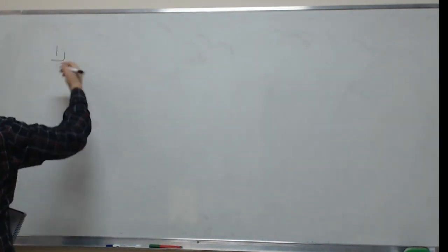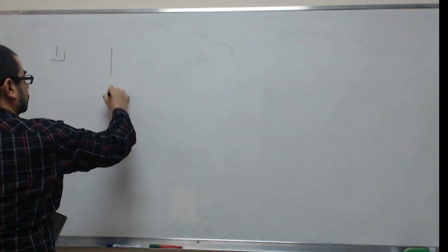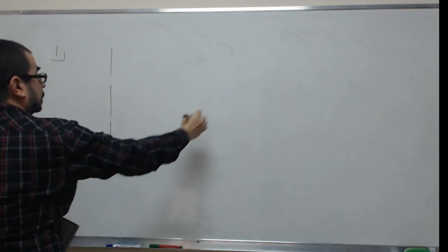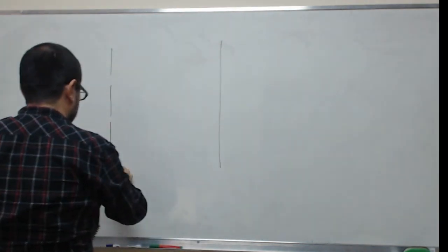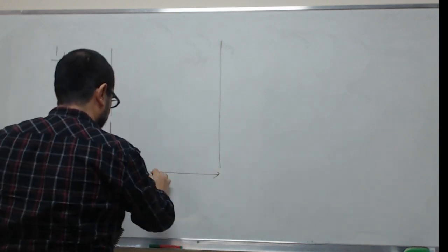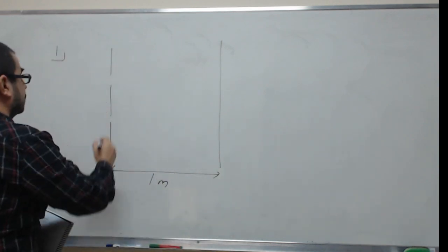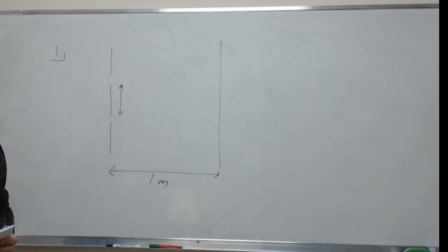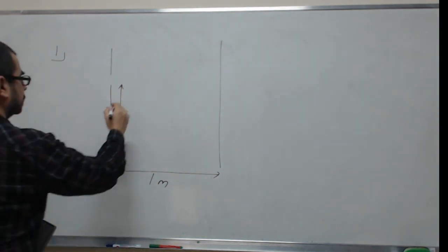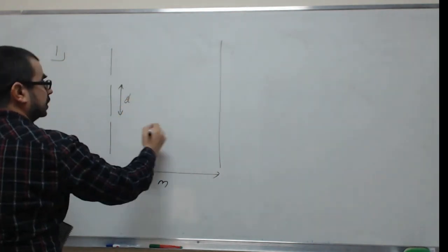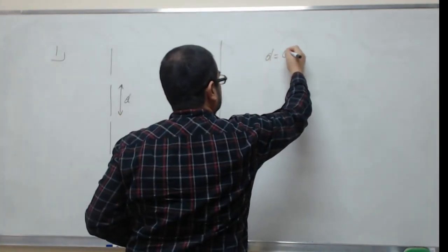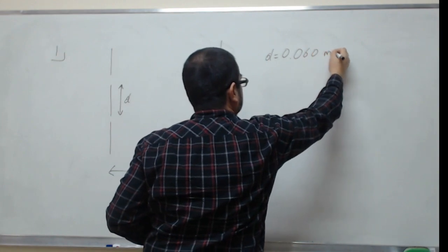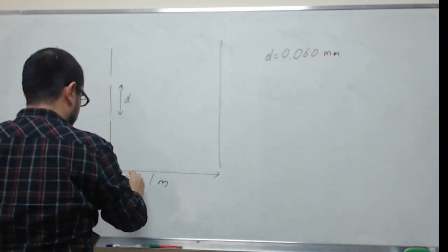Okay. So this is in fact just a double slit interference experiment, Young's experiment, if you will, but with neutrons. So we have our usual setup. We have some screen that is 1 meter away, and we have a slit separation that is given to be 0.060. Let's call this D. So D is 0.060 millimeters, and I'm going to call this L.